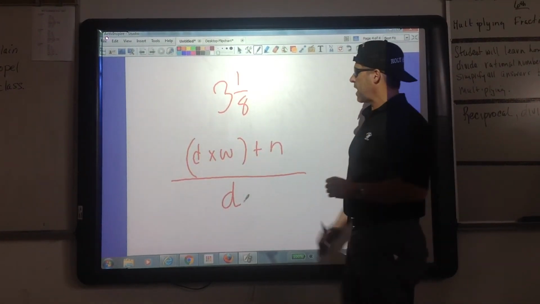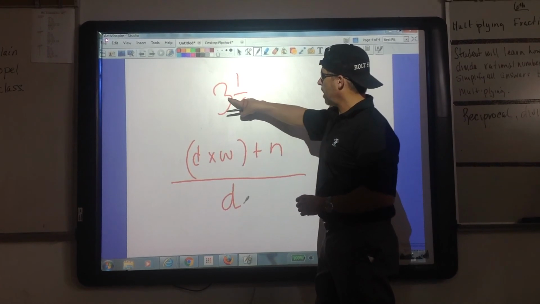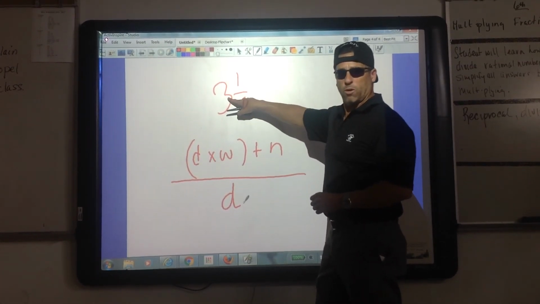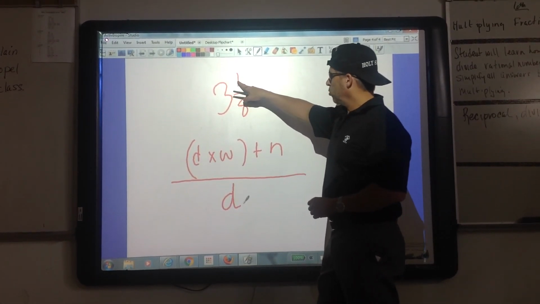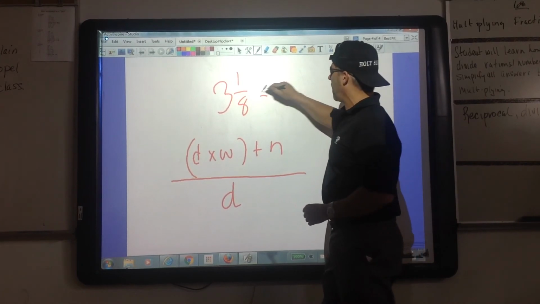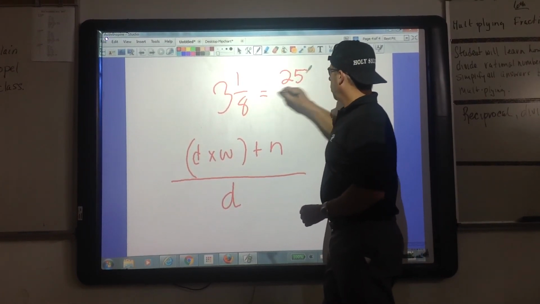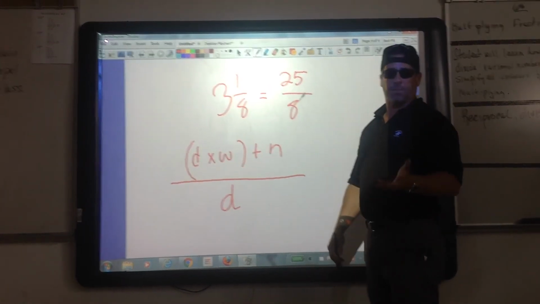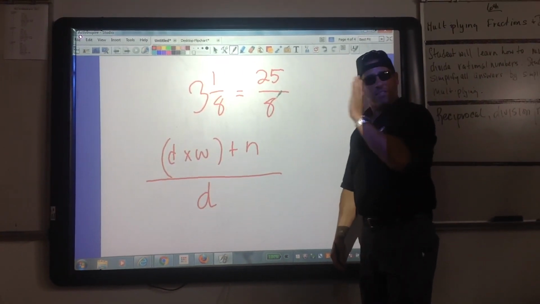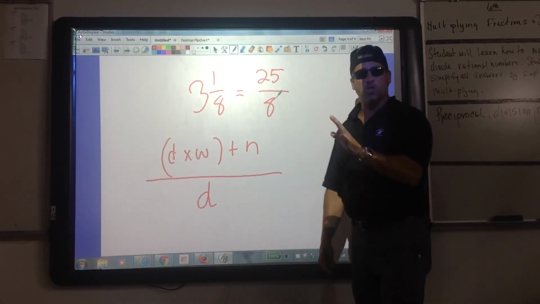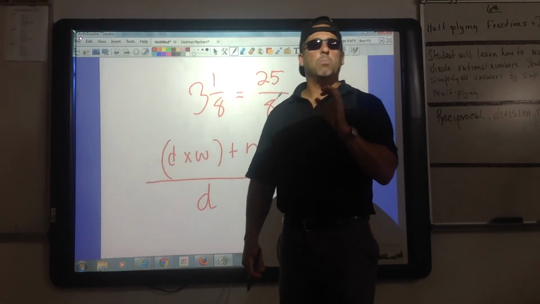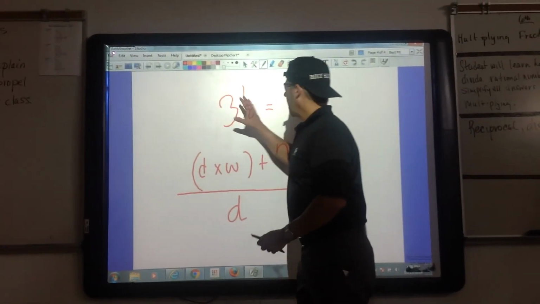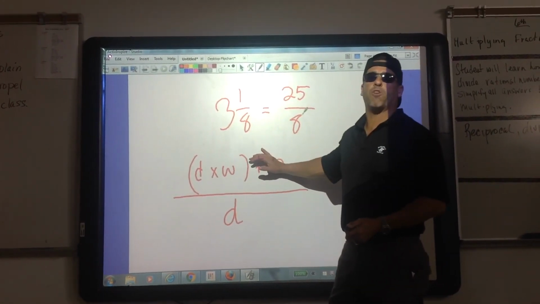Now let's check this out. The denominator times the whole number is 24. You add the numerator, which is 1, which would be 25, and you always keep the denominator the same. So that you must know. We must know how to simplify, and we must know how to turn our mixed numbers into improper fractions.